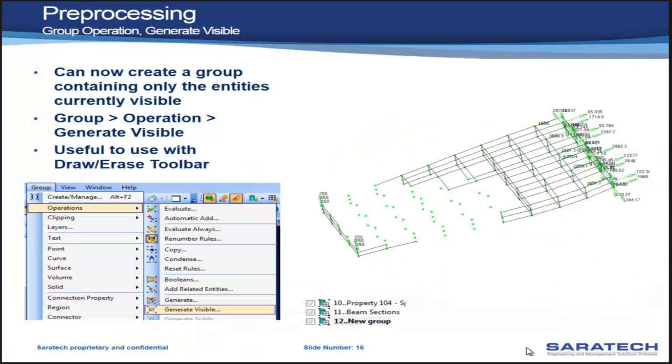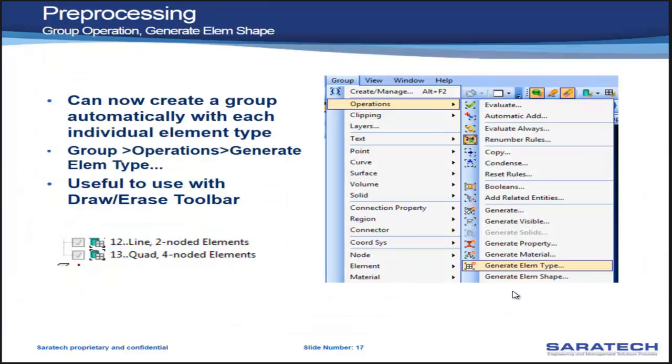In the group operations command, there's also a generate element type, and what this will do is create a new group automatically with each individual element type, and you can see it'll give you groups that look like this, where it'll create groups out of the lines and quads and tets and everything that you have, and create a specific group for each.